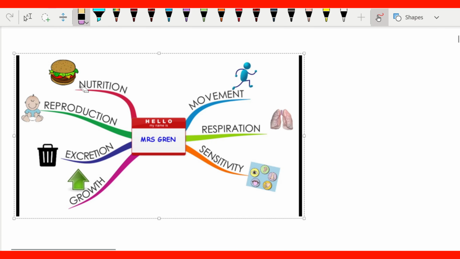Here we go. These are the 7 life processes. That is nutrition, Mrs. Grant. M is for movement. Living things move. R is for respiration, to produce energy. S is for sensitivity, our senses: eyes, nose, tongue, skin, and ears. And then G is for growth. And R is for reproduction, can produce the same type, become more in number. E is for excretion, like urination. N is for nutrition. Alright, let's move on.